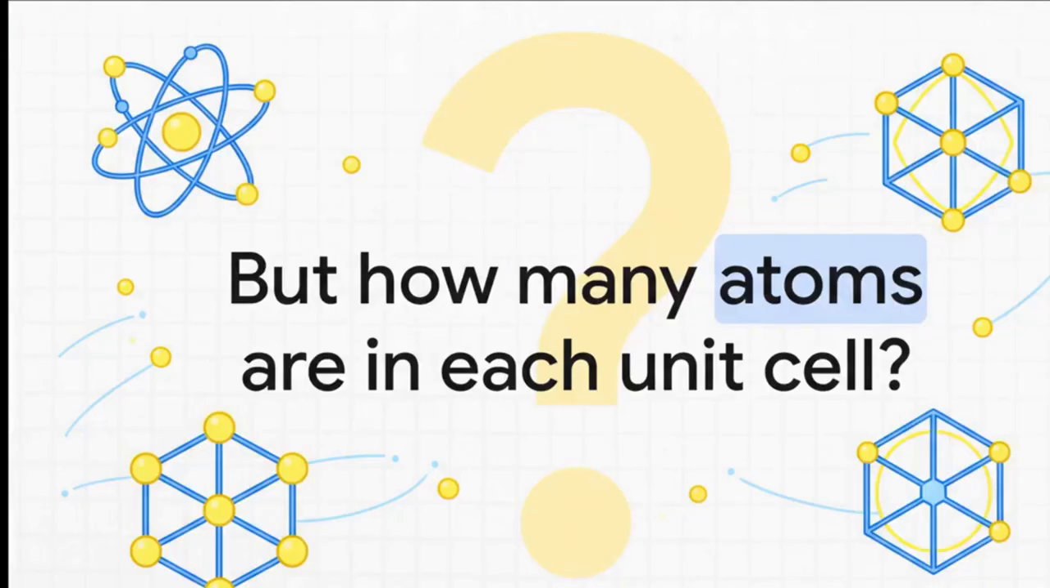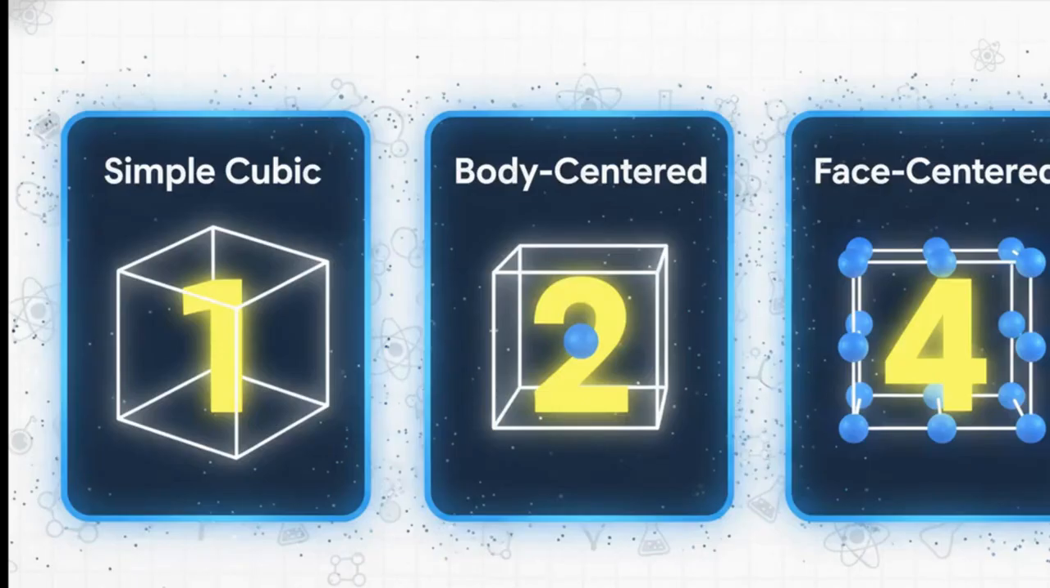Okay, so efficiency is one thing, but how many atoms are actually in each unit cell? This is another classic question, and I've got the ultimate shortcut for you. Forget all those complex calculations. Just remember the 1, 2, 4 rule. It's 1 atom for simple cubic, 2 for body-centered, and 4 for face-centered. It is that simple. 1, 2, 4.